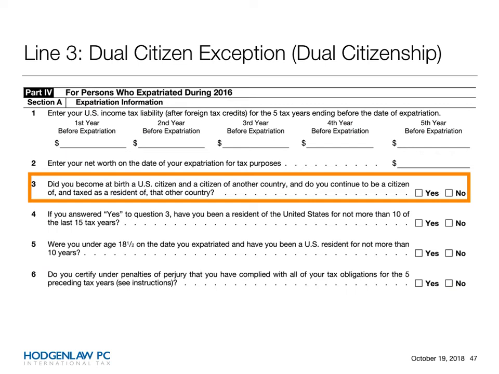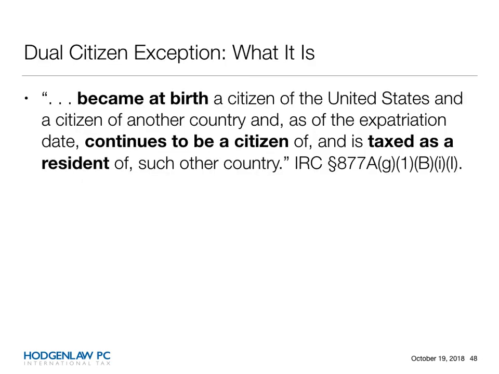The dual citizen exception has 2 parts, lines 3 and 4. And the dual citizen exception law says you became a citizen at birth simultaneously of the United States and another country. And as of the expatriation date, you continue to be a citizen of that country. And as of the expatriation date, you're taxed as a resident of that country. Let's break this down and see what it means.